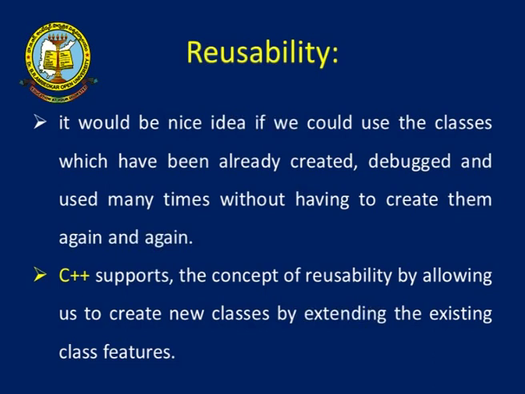So, if we allow the reusability of the code, it will be very nice for a developer. C++ supports the reusability concept by allowing us to create new classes from the existing classes. So, the main intention of reusability is allowing us to create new classes from the existing classes. That is the main objective of reusability. The main idea behind inheritance is reusability. See, with the inheritance concept, we can reuse the existing classes without creating them again and again. We can simply use the existing class and its features.